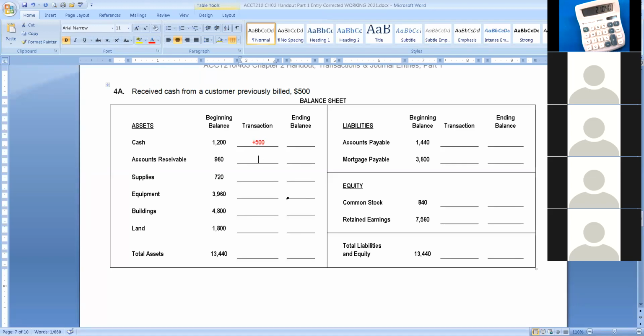Accounts receivable. Up or down? Oh, it's going up. Actually, it's going to go down. Do they still owe us $960? No, whoever our customers are, they owed us $960, but they paid off 500 of it. So this is actually going to go down by 500. So we got the cash, but now they don't owe us 960. They owe us 500 less than that. So this would be 1,200 plus 500 is 1,700. And 960 minus 500 is 460.